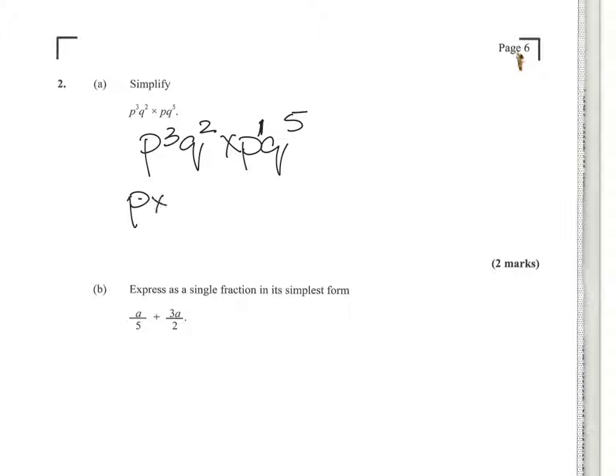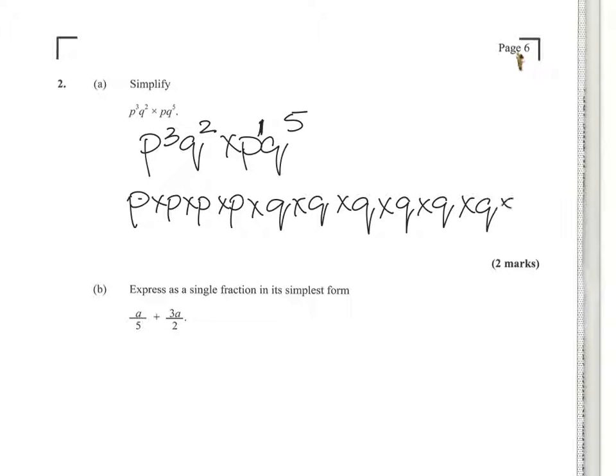This is p by p by p by the extra p here, by q by q by q 5 times. That's 1, 2, 3, 4, 5. So therefore we have 4 p's, so p to the power of 4, and we have 7 q's, so q to the power of 7, and that will give you a full 2 marks.